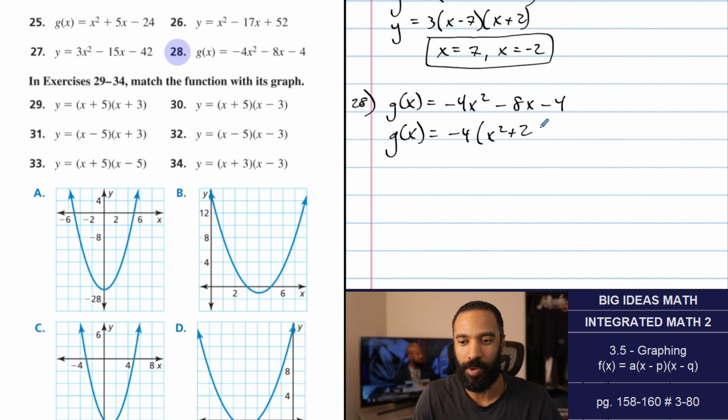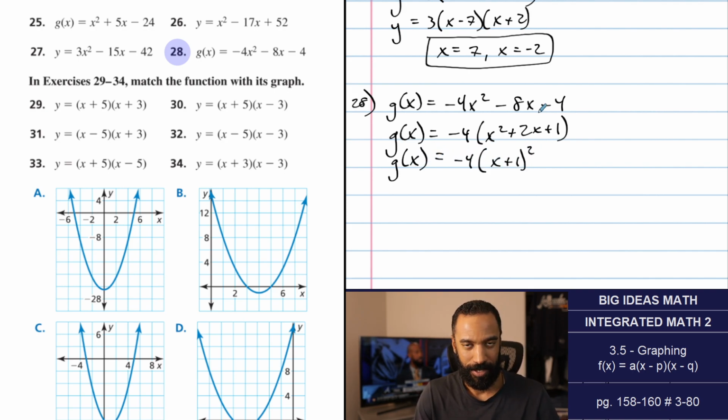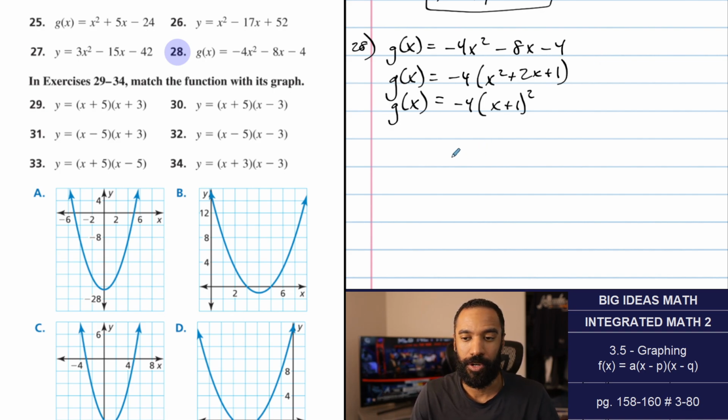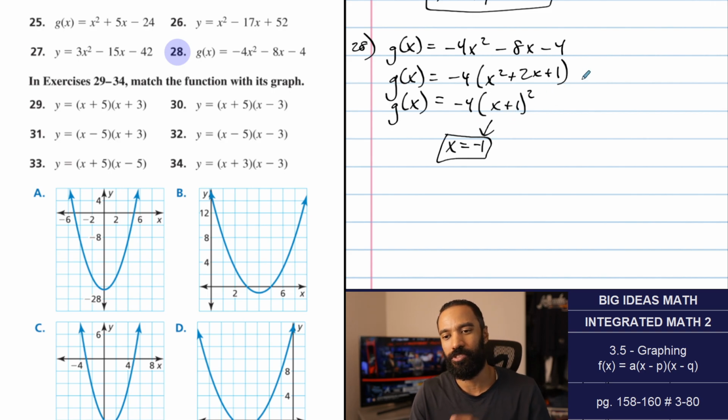You get x squared plus 2x plus 1. Now, this is a perfect square trinomial. I'm not sure if you're aware of the fact. This is x plus 1 times x plus 1, or x plus 1 squared. There's only one zero here. The zero in this case is x equals negative 1. It has a multiplicity of 2. What happens is this is your only x-intercept.